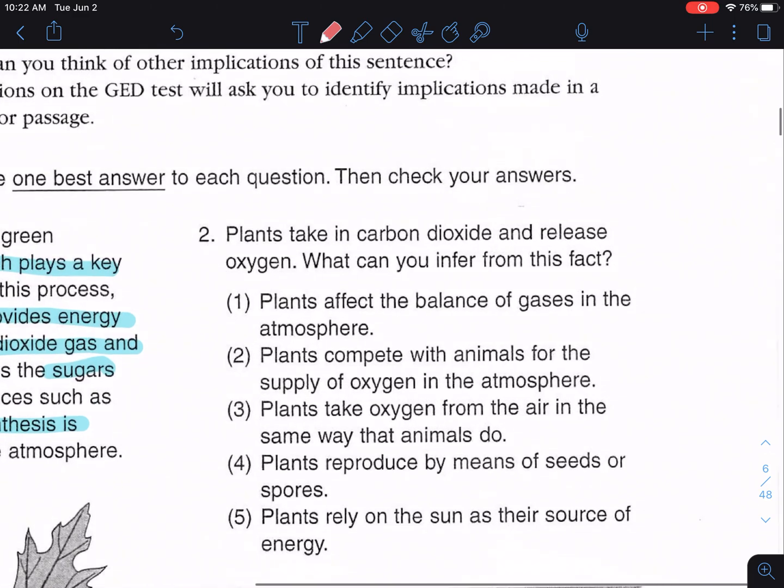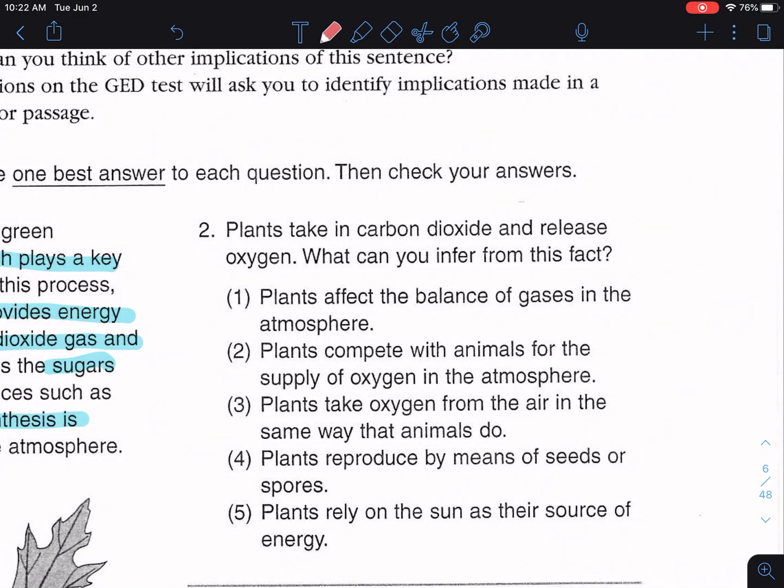Okay, 2. Plants take in carbon dioxide and release oxygen. What can you infer from this fact? 1. Plants affect the balance of gases in the atmosphere. 2. Plants compete with animals for the supply of oxygen in the atmosphere. 3. Plants take oxygen from the air in the same way that animals do. 4. Plants reproduce by means of seeds or spores. 5. Plants rely on the sun as a source of their energy.